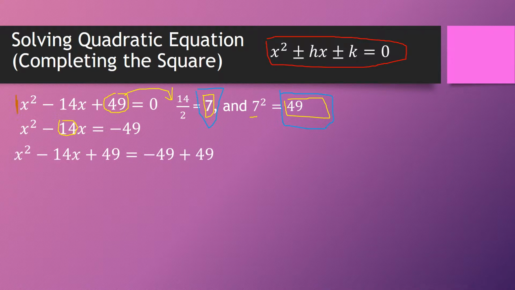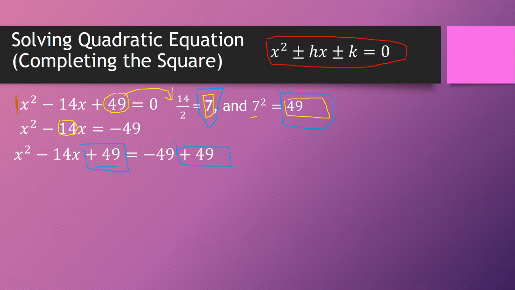Now, if I add 49 to this side of the equation, you need to add 49 to the other side too, so you don't change the equation.